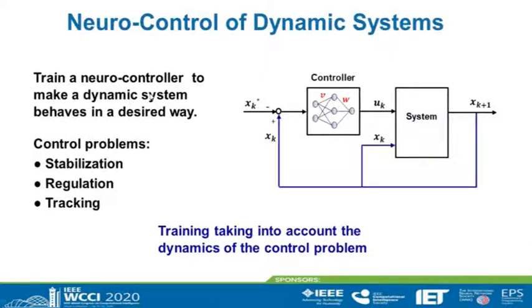way. Several control problems can be solved with neural networks: stabilization, regulation, and tracking control problems. The important point here is that for training the neural network, we will take into account the dynamics of the control problem. The dynamics means that the output of the system becomes input in the next step and also becomes input to the closed loop system in the next step.